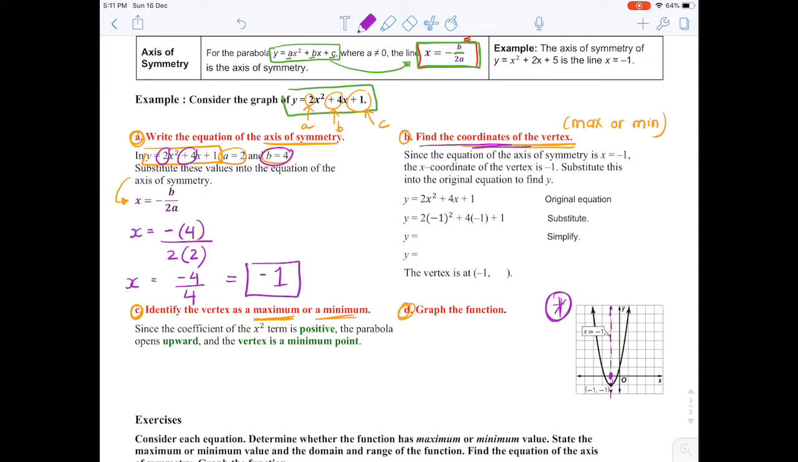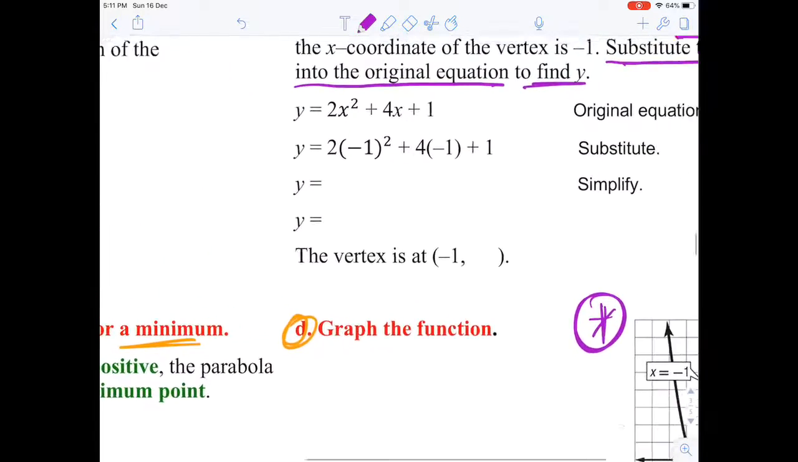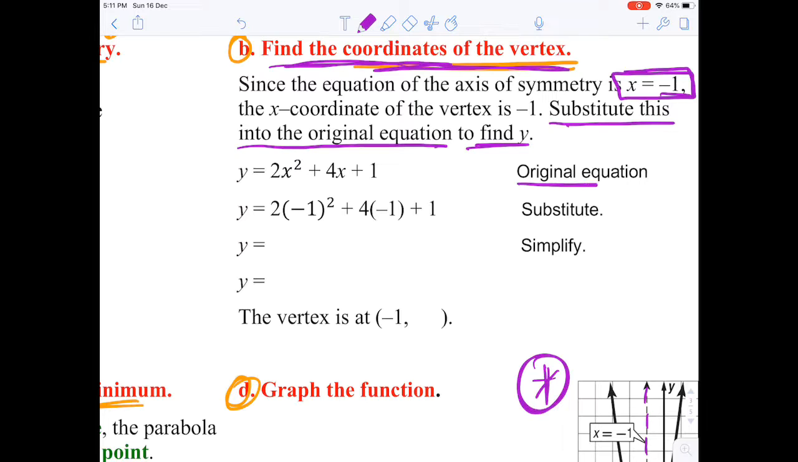Find the coordinates of the vertex. In other words, where does this parabola turn and go back in the opposite direction? So once you have the axis of symmetry, which in this case was negative 1, to find the coordinates of the vertex is a substitution problem. You substitute that negative 1 into your original equation, and you simply find y. So I'm just going to zoom in a bit here. So here's our original equation, y equals 2x squared plus 4x plus 1. I now replace every x with the negative 1 that I just found in the axis of symmetry.